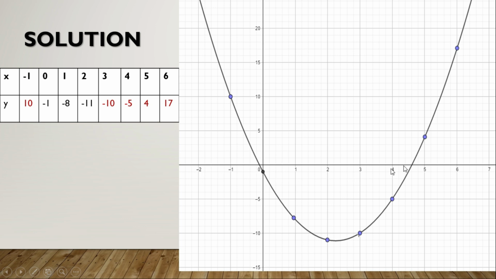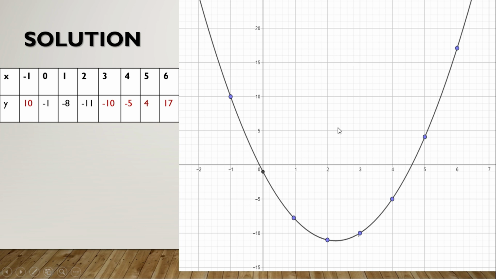Now the first one is negative 1, 10. So you have your negative 1 over here, and this is 10. Then 0, negative 1 is over here. Then 1, negative 8. Then 2, negative 11. 3, negative 10. 4, negative 5. Then 5, positive 4. And then 6, positive 17. And this is your graph, and you take your marks and you are gone.